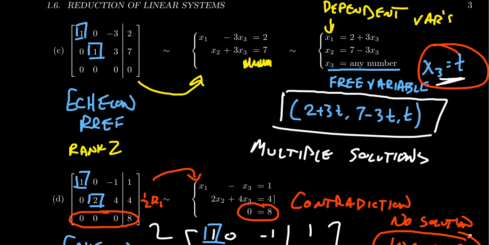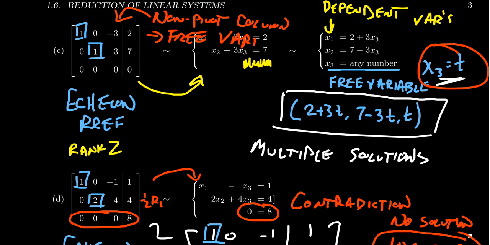Now, how do you detect a free variable? Free variables come from non-pivot columns. So you have this non-pivot column. That's what's going to give you a free variable. That translates to give you these free variables. And so those are things you're going to be looking for. As you're solving a system of equations and you get them into echelon form, look for a row of zeros and then check, is there a contradiction? If you get a contradiction, inconsistent, you're done with the calculation there.